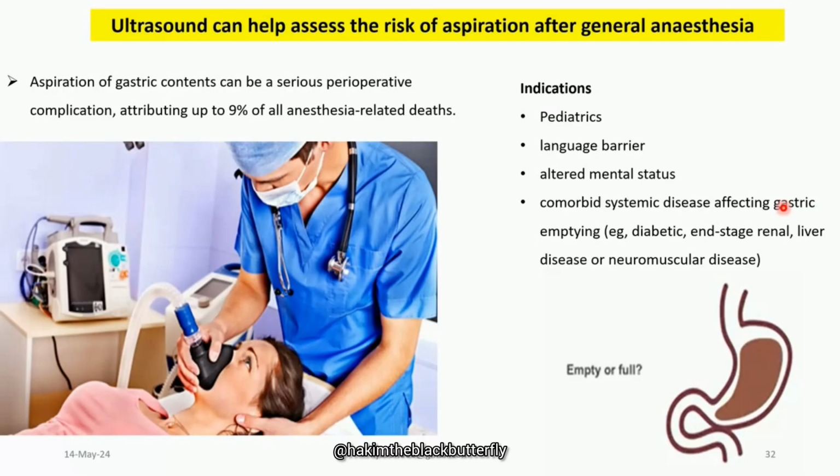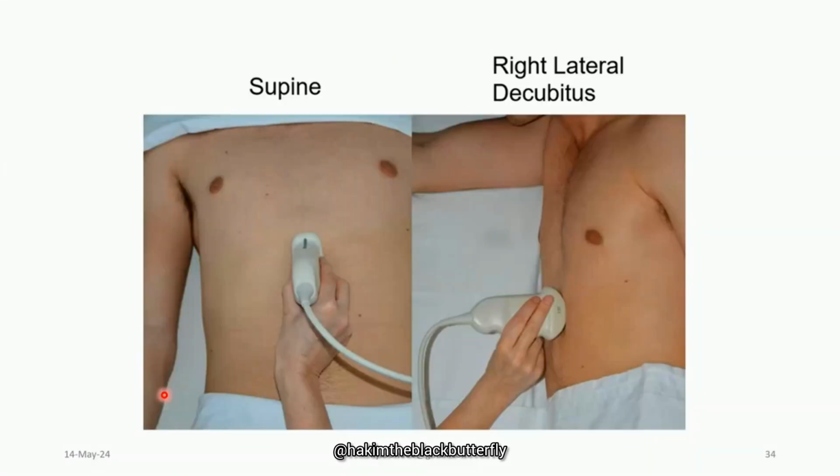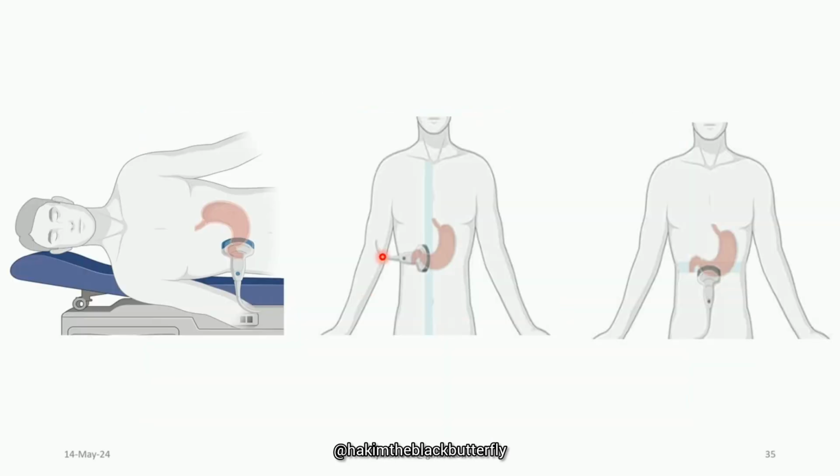So normally the stomach has to be scanned, and the stomach can be scanned in many ways, either when the patient is in supine position or when the patient is in the right lateral decubitus position. This means the patient lying on his right side. So either way, the stomach can easily be appreciated. You can see in either of these positions, the stomach can be well appreciated.